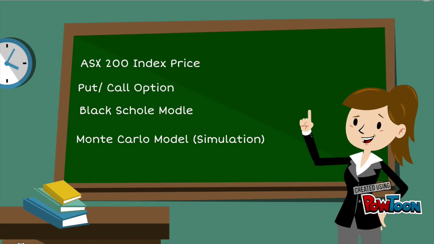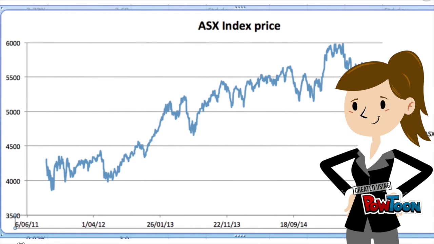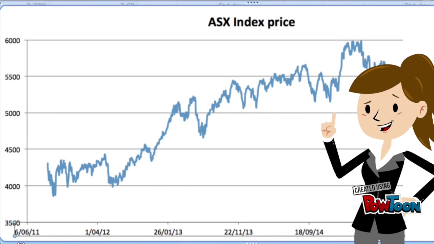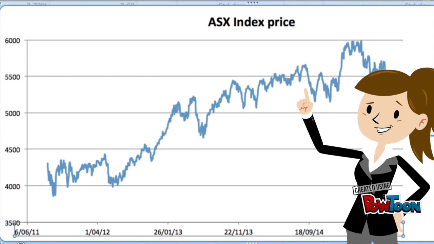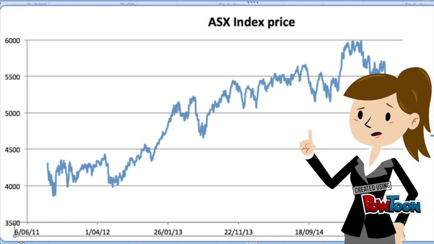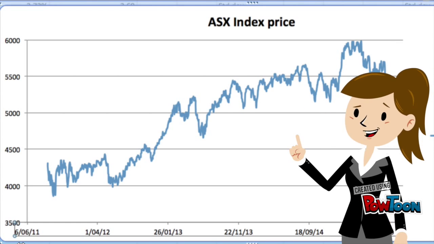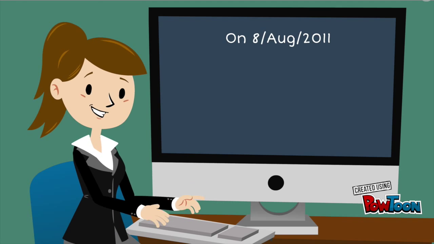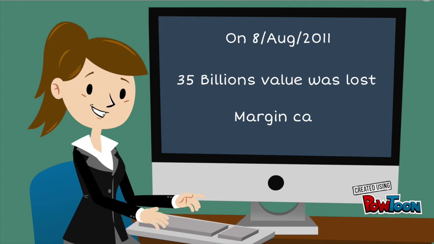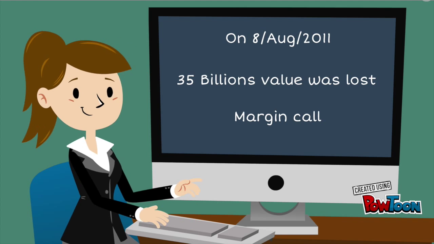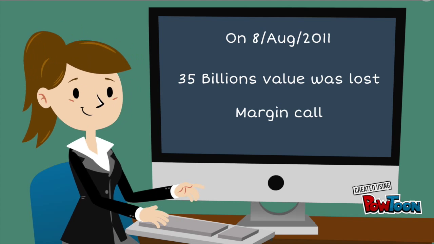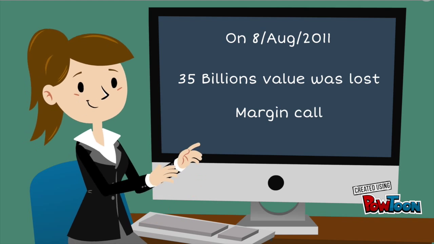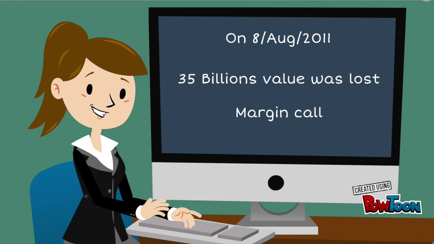First of all, as we can see in the graph, the ASX 200 index dropped dramatically in 2011, and the index has continuously increased from 2012. On 8th of August 2011, the Australian Securities Exchange saw nearly 35 billion of share value loss, with a plunge of 2.9% as panicked investors led share prices down into bear market territory, pressuring highly exposed investors to dump shares in favor of margin calls.